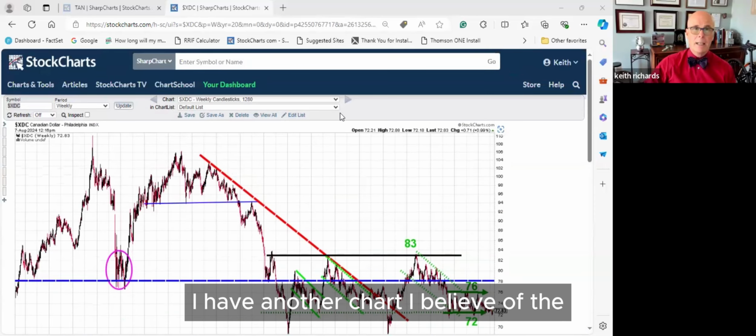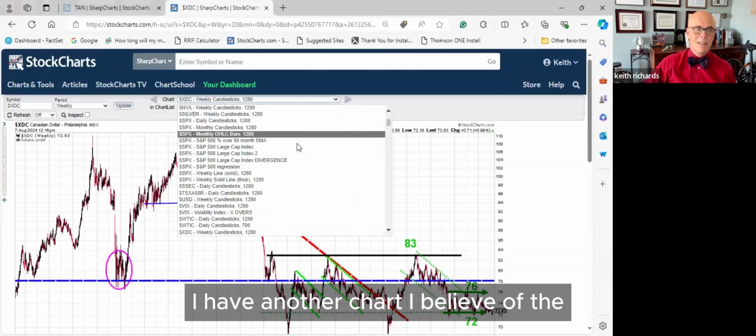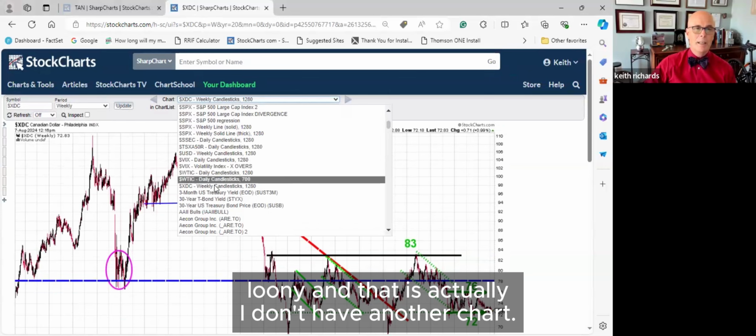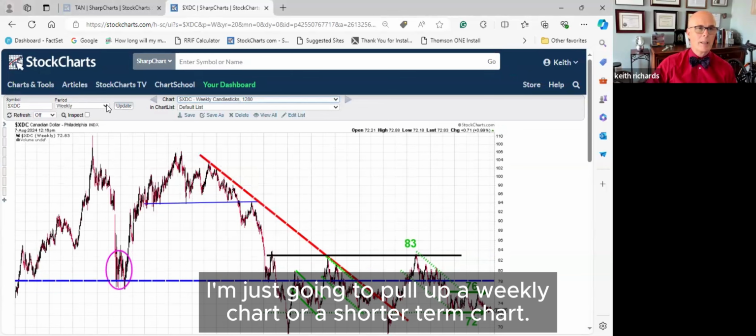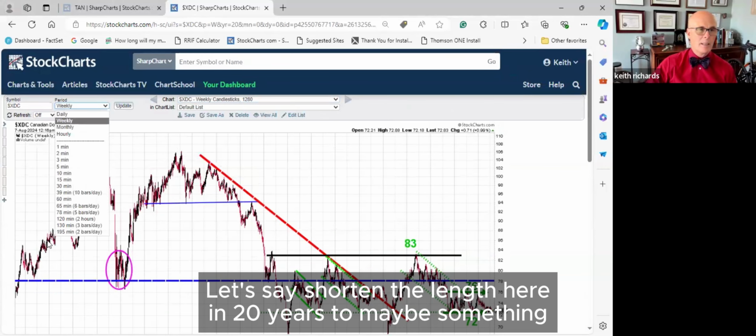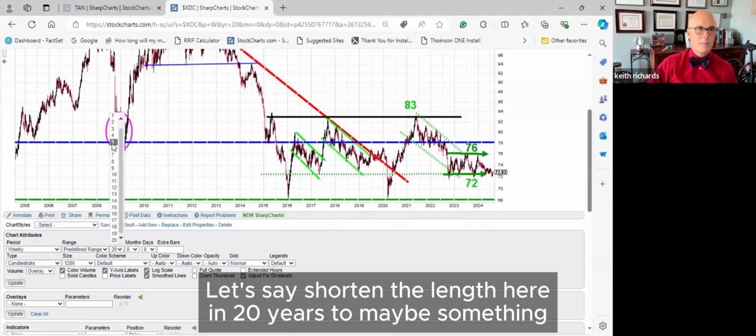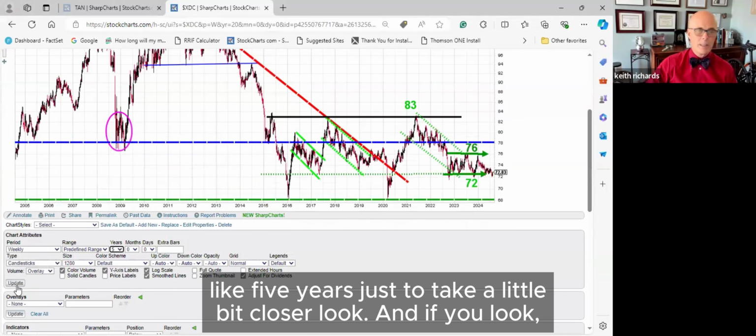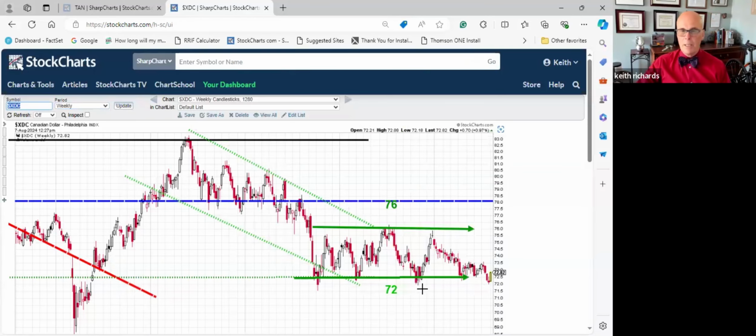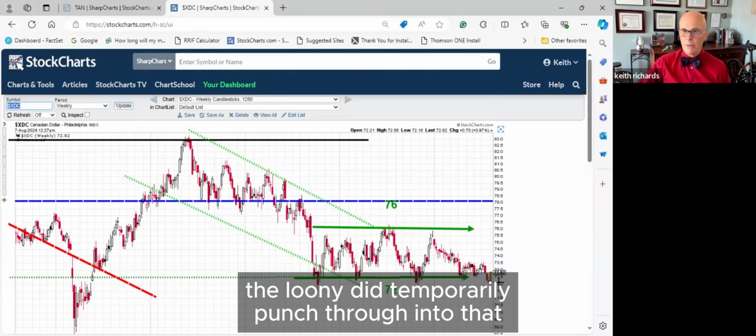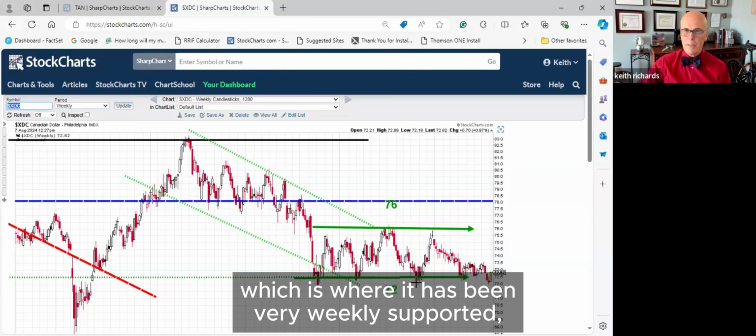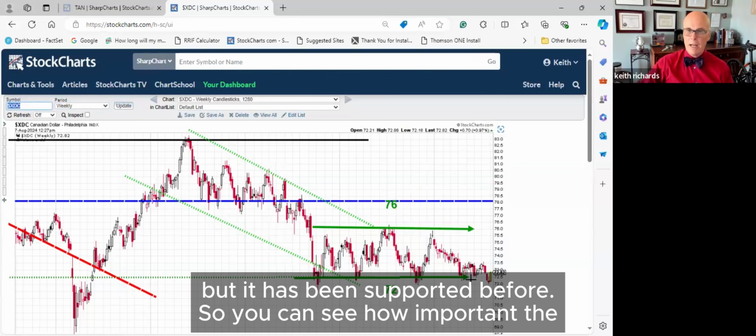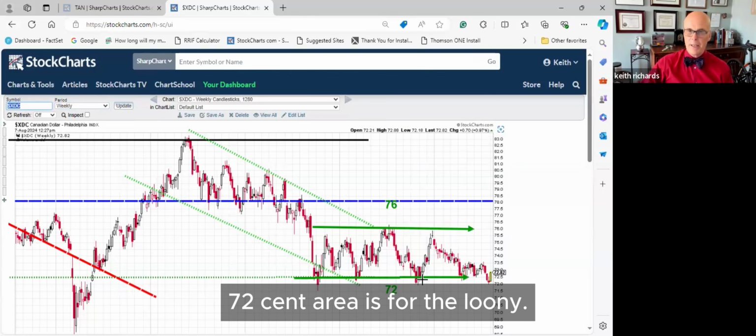I'm just going to pull up a weekly chart, or a shorter term chart, and shorten the length here from 20 years to maybe 5 years, just to take a closer look. If you look, the Loony did temporarily punch through into that 72 cent area, where it has been very weakly supported, but it has been supported before. So you can see how important the 72-cent area is for the Loony.